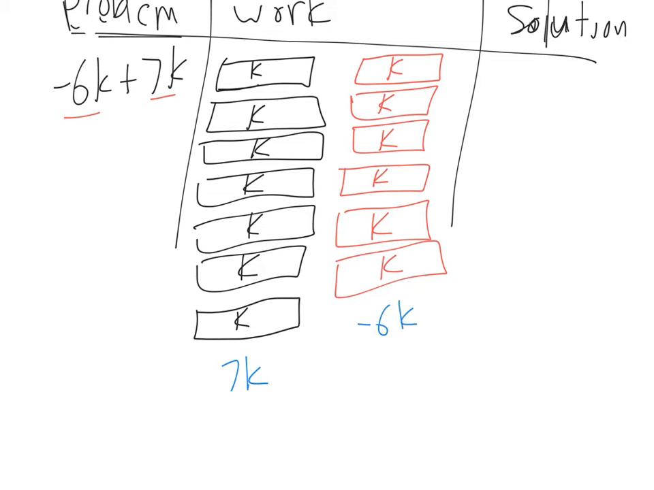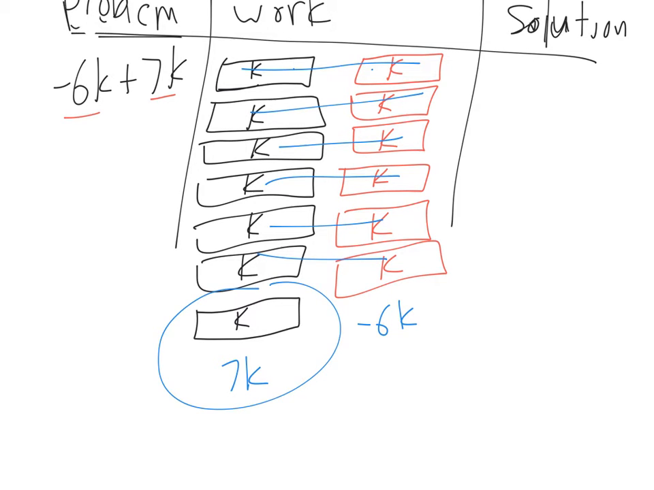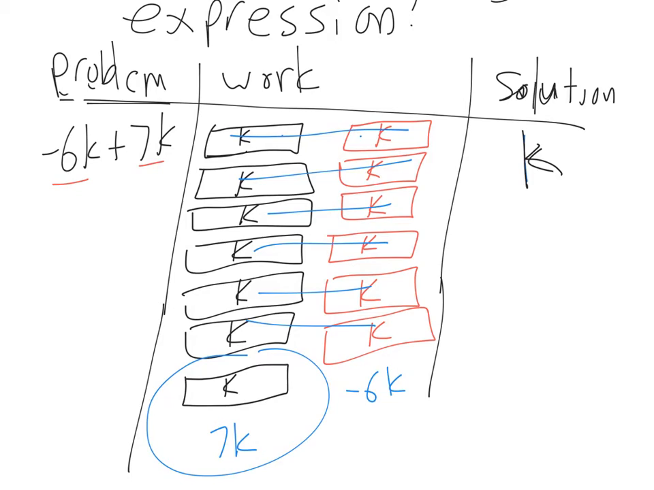And then when I combine these, it's just like integer chips. I'm like, oh wait, positive 1k and negative 1k, those are going to be a 0 pair. This is going to equal 0. This is 0, 0, 0, 0. And then I'm just left with a positive 1k. So my solution would be just, I'm going to do it in black, k. That's it. You don't need to put a 1 in front of it. And that's where I've combined my like terms. So that's how you would do this one using a model.